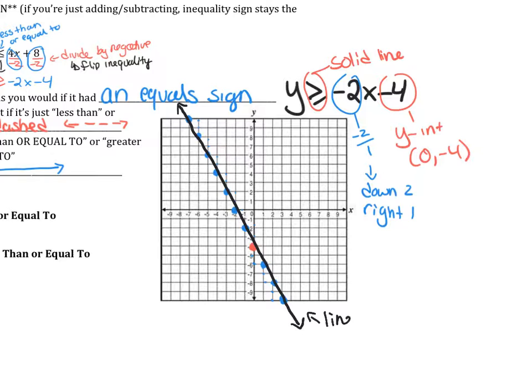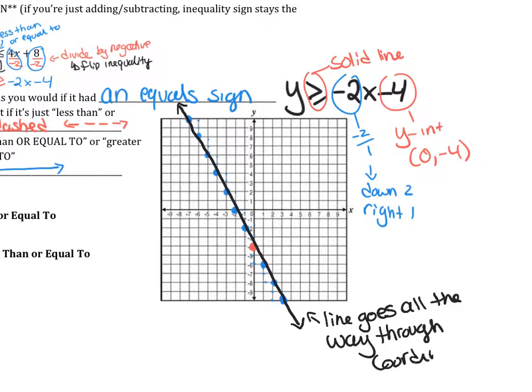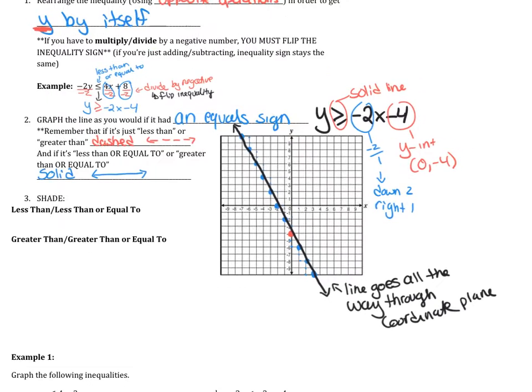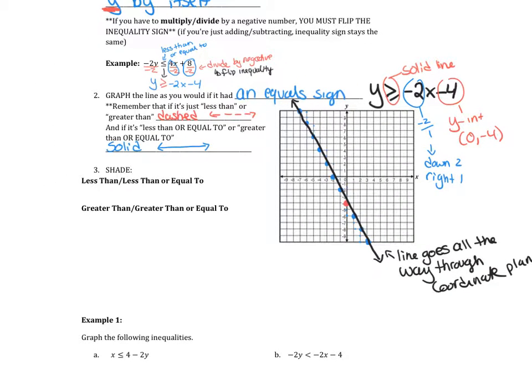So a line goes all the way through because of the next part here. You need to have it cross entirely and have the arrows going out the sides. Because the next thing we do, since it's an inequality, we get to do some coloring. We get to do some shading.